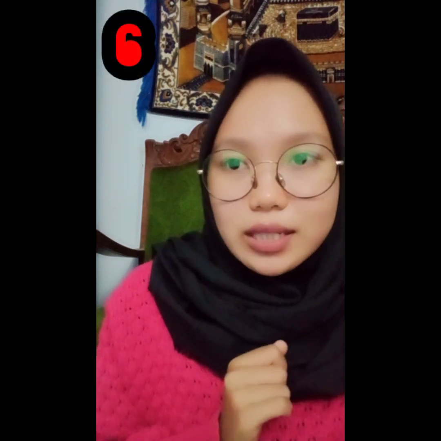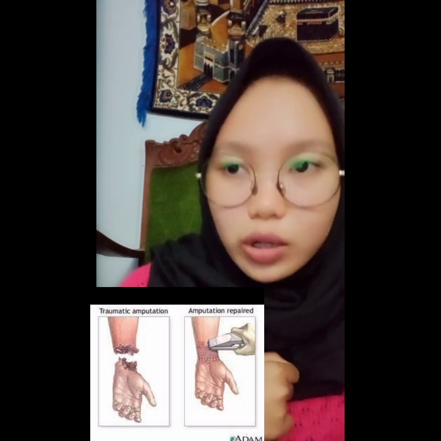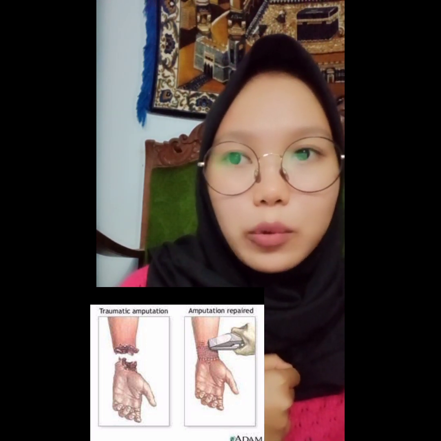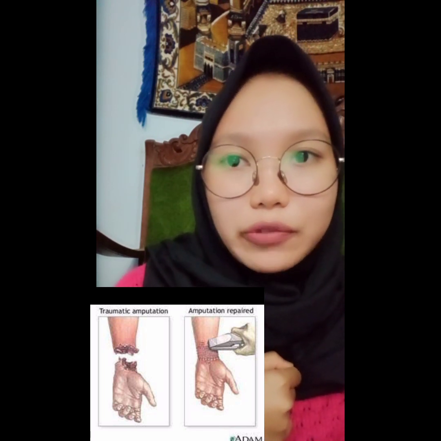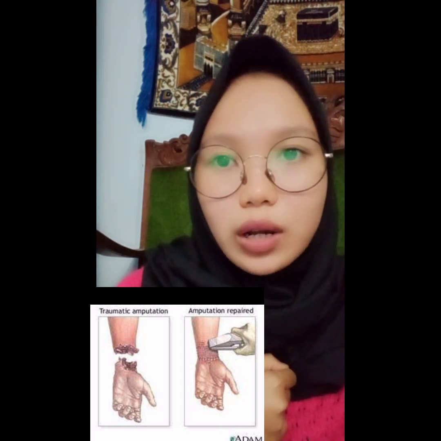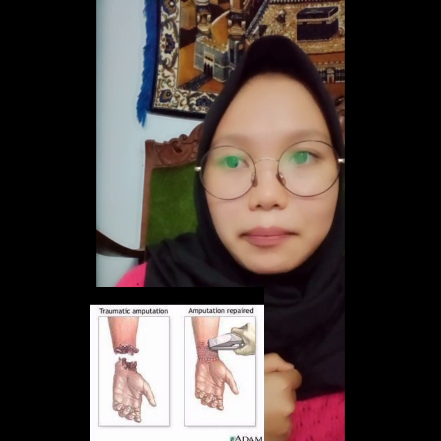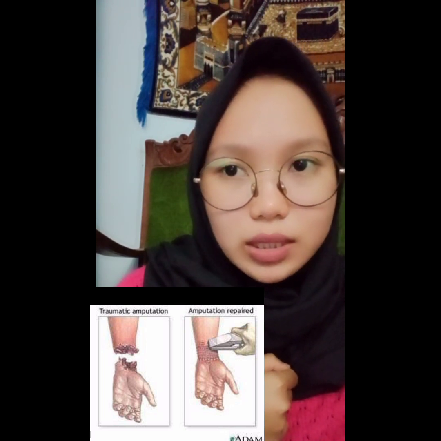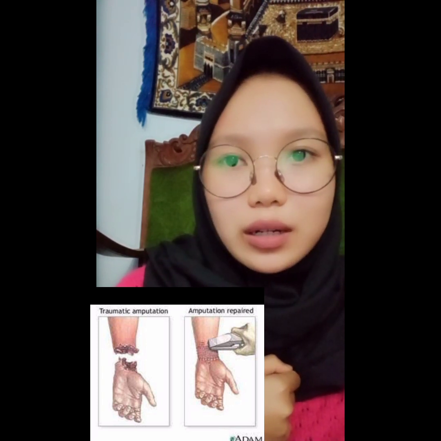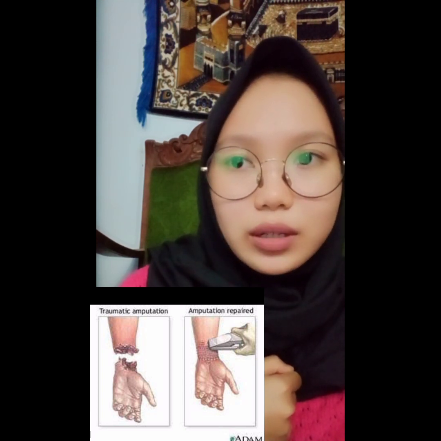Number 6, amputation wounds. Amputation is the loss of a body part, such as a finger, arm, or a leg, as a result of an injury or a planned surgical procedure, for example to prevent the spread of infection.